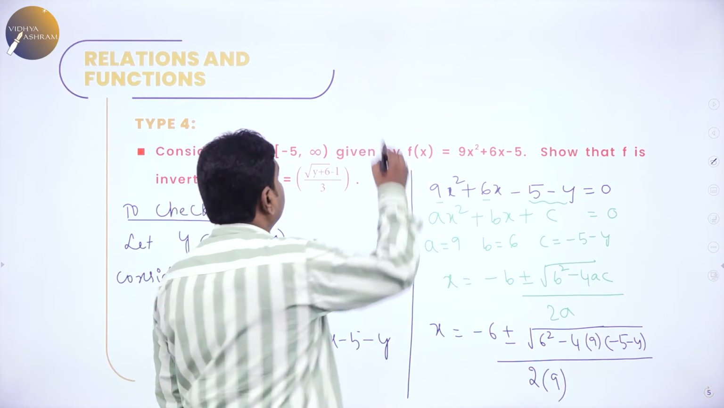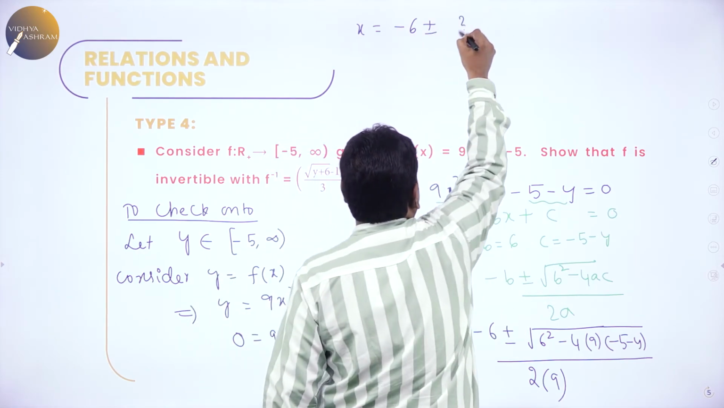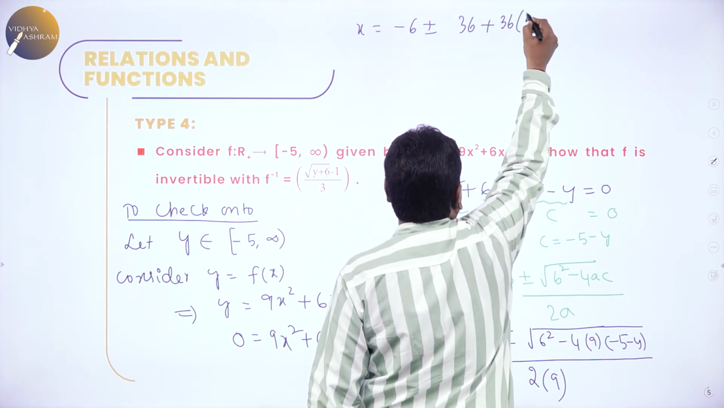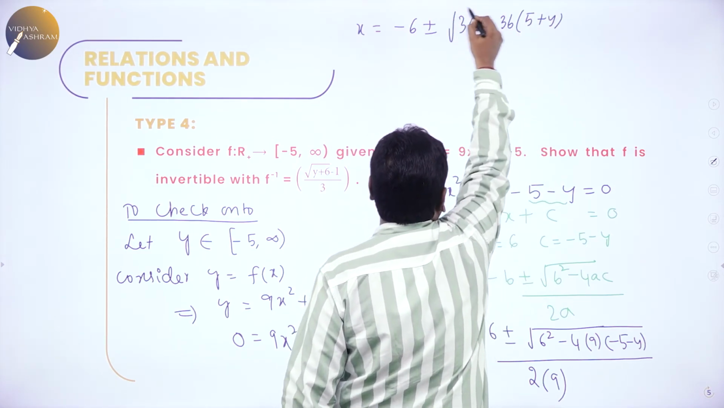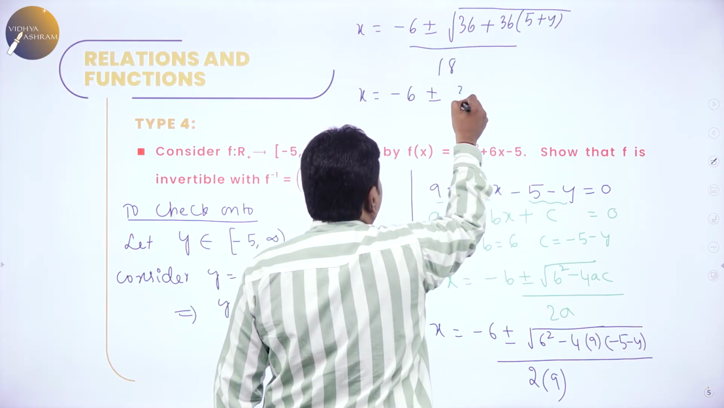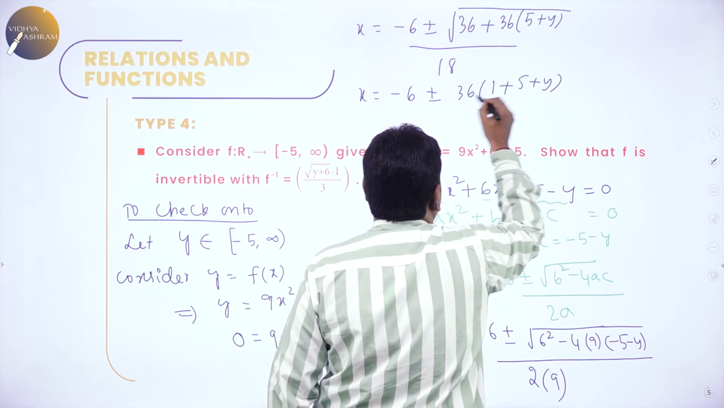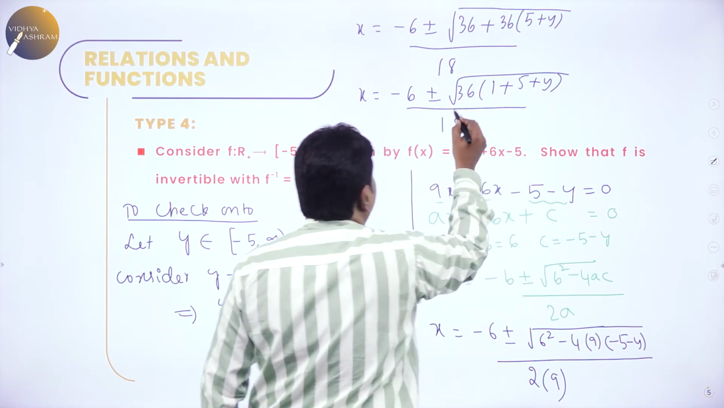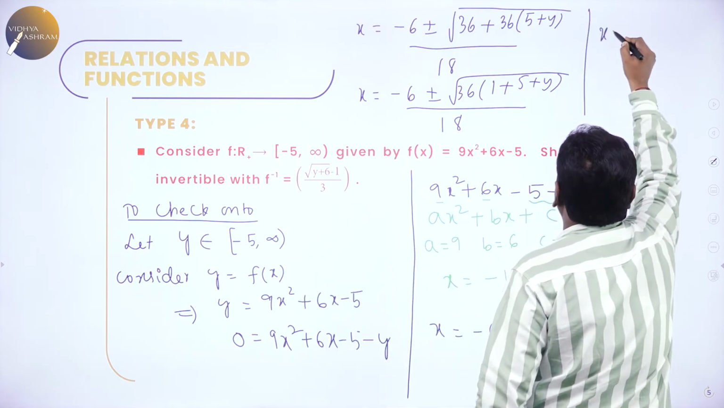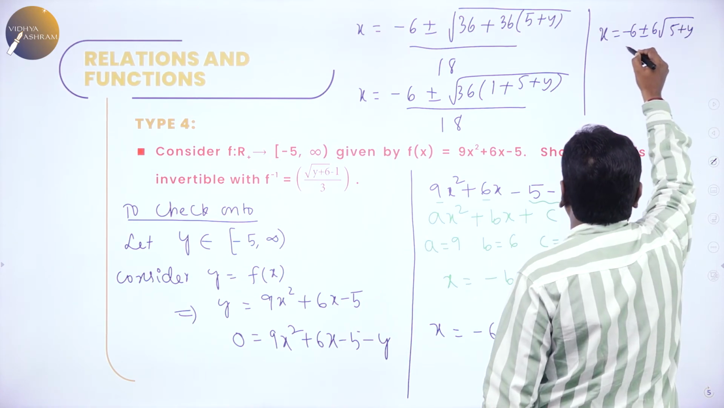Now simplify this. So further, x is equal to minus 6 plus or minus root of 6 square, 36. Take minus common from these two. It will become plus 9 fours are 36, and we will be left with 5 plus y. Both will become positive under the root, divided by 18. Further, you take 36 common. If I take 36 common, this will become 1, then 36 is out, so 5 plus y under root, by 18. And all of you know root 36. What is root 36? 6.